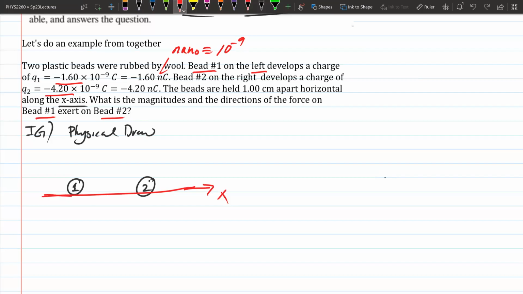So charge number 1 has a charge of negative 1.60 nanocoulomb. Charge number 2 has a charge of negative 4.20 nanocoulomb. And the problem also tells you that these are held 1 centimeter apart. Instead of writing 1 centimeter, what would I write?